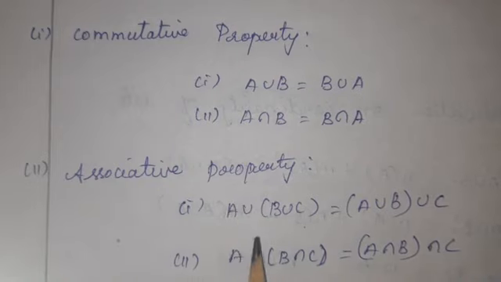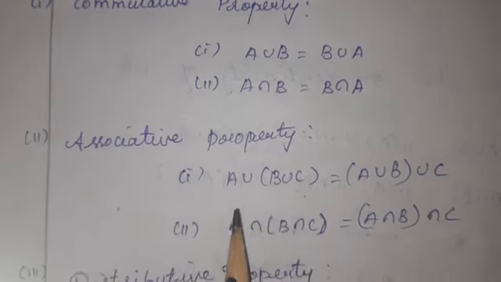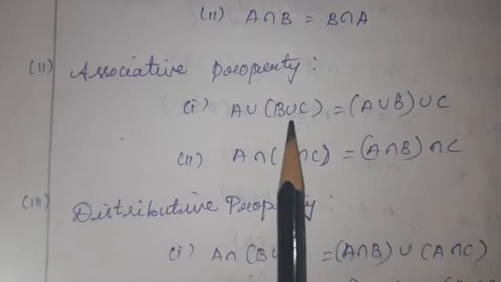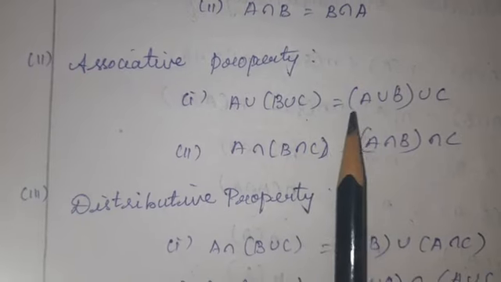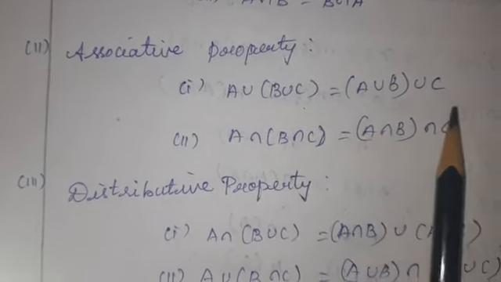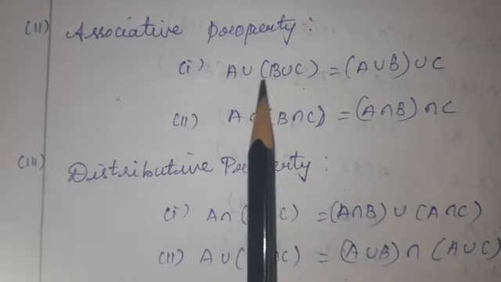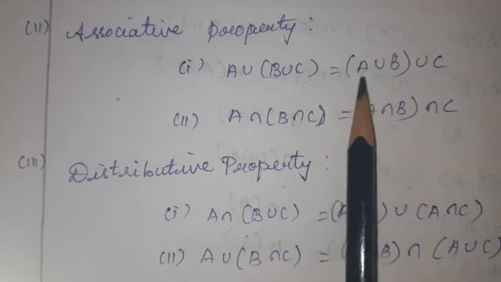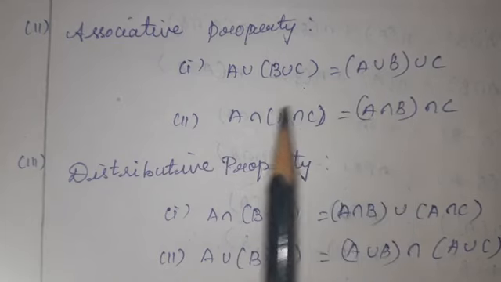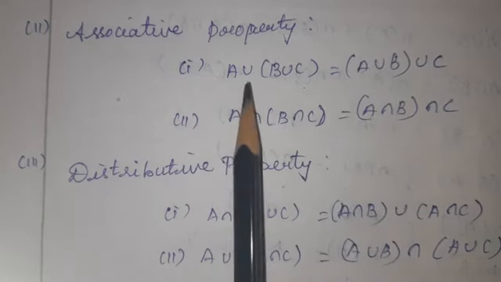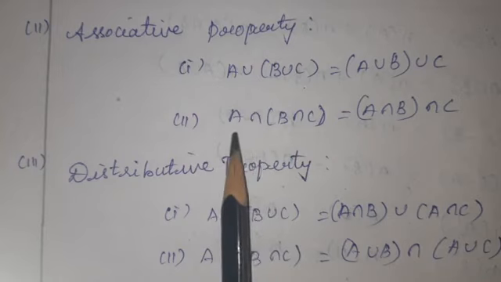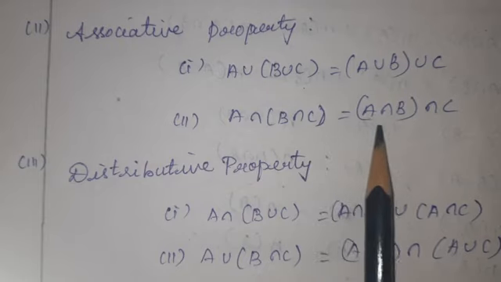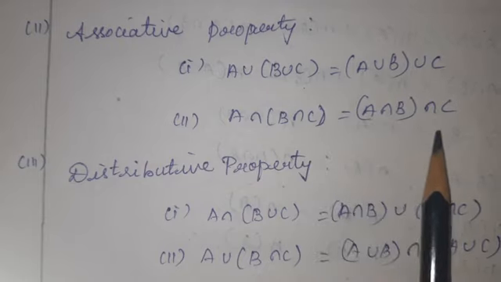Next property is associative property. Here they are using three sets, named A, B, C. Formula is A union (B union C) is equal to (A union B) union C. When you see this formula, on the LHS they are using the bracket as B and C, and on the RHS they are using the bracket as A and B. Second one, intersection. Instead of union, here they are using intersection. A intersection (B intersection C) is equal to (A intersection B) intersection C.